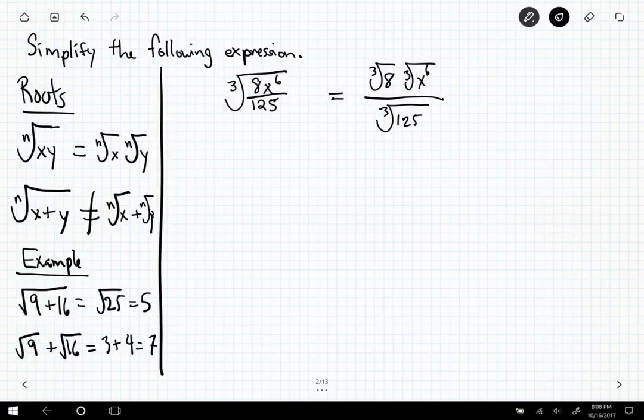But we do have multiplication in this case, so we can break it up as we had above. And when we have a cube root, what that means is when we take the cube root of 8, we're looking for what number we are raising to the third power to get 8, essentially.